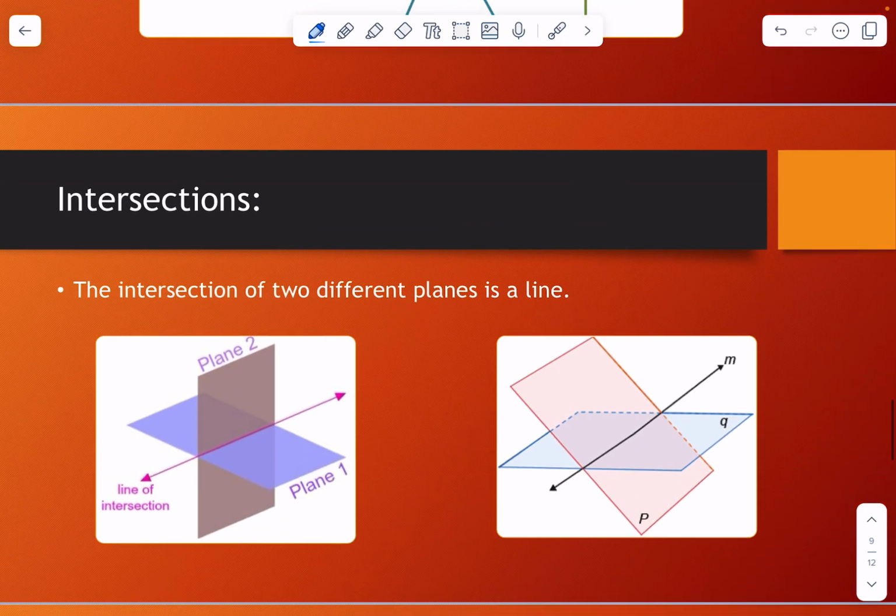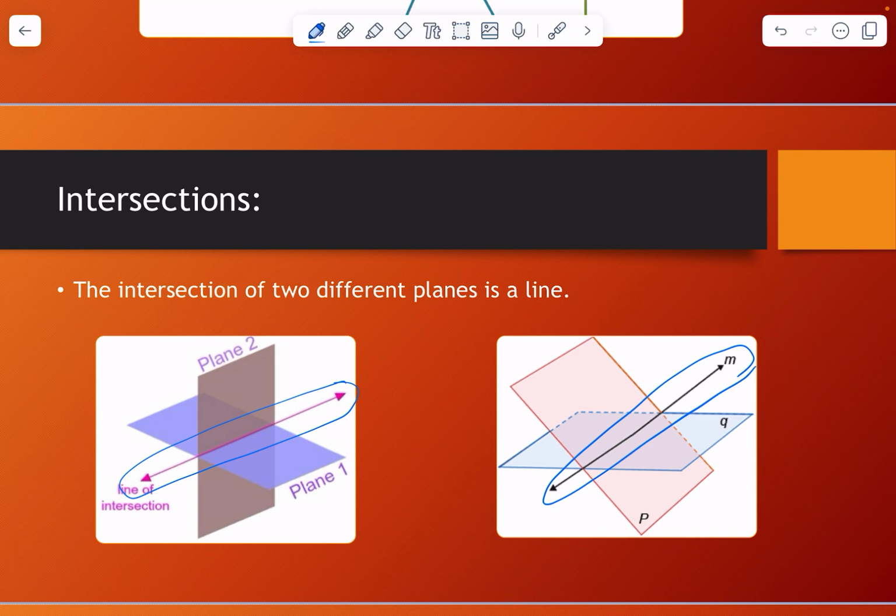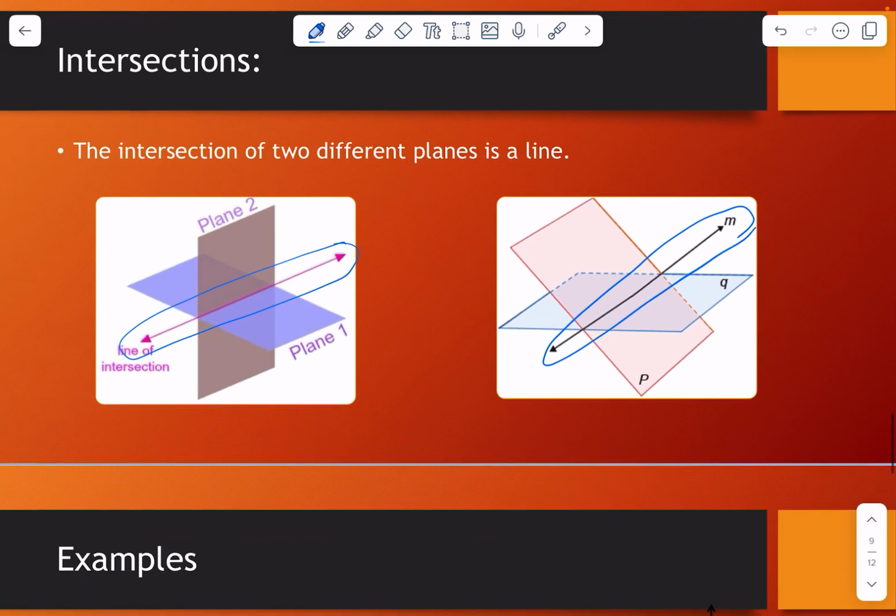The intersection of 2 planes now is a line. It is the line of intersection between those 2 planes. Where do the planes intersect?